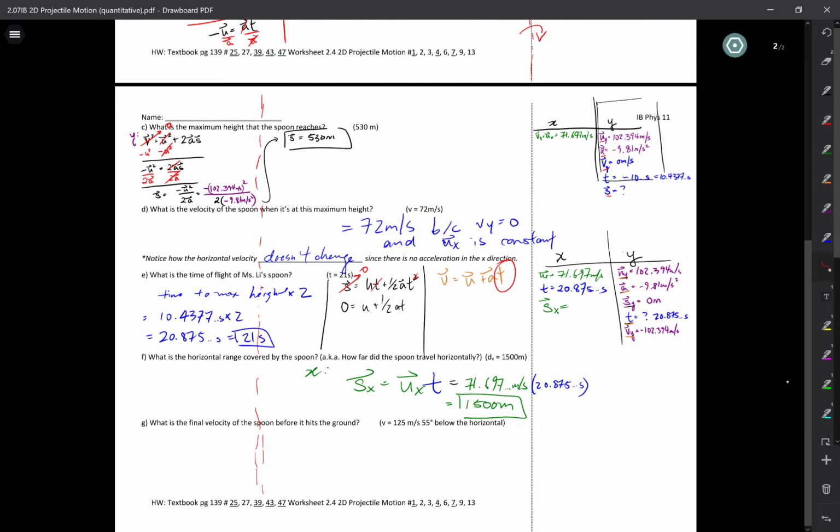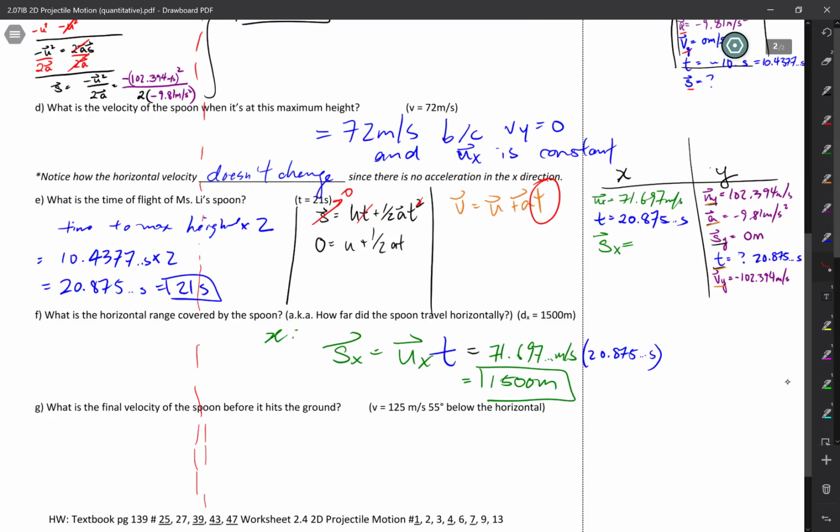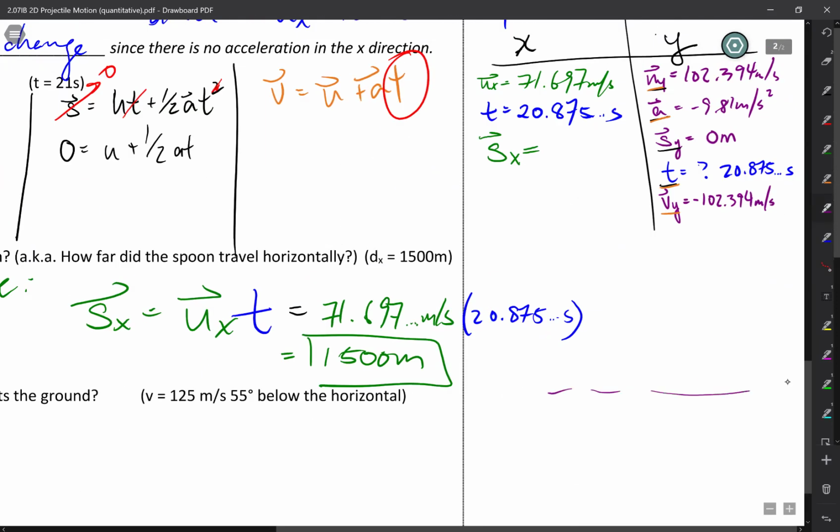We also have the fact that the horizontal velocity component doesn't change throughout the journey. To solve for the final velocity, notice it doesn't ask for a component, it asks for the total. If you're asked for the total, you have to put the two components together in a 2D diagram. To show that, let's draw it out. So we got a straight line, and then we have the vertical component, which is 102.394. I didn't put the negative sign because I'm already drawing the vector anyways, and I'm going to indicate the direction accordingly. And we also have the horizontal component, which is 71.697... meters per second.